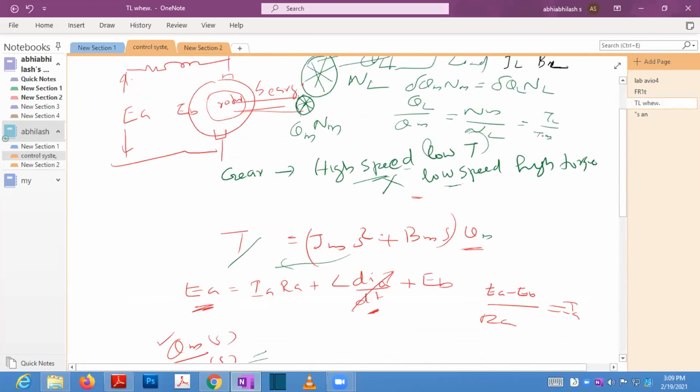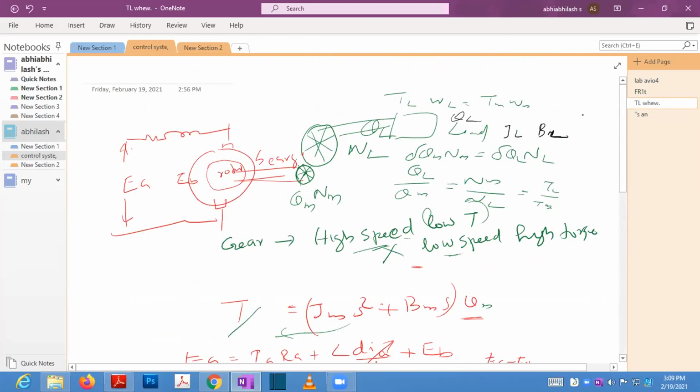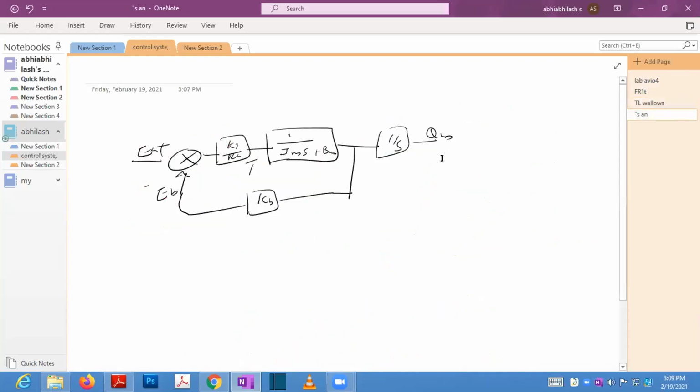Here it is connected to the load, and the load having this dynamics, and theta to theta L relation is Nm by Nl. So theta L is equal to theta M into Nm by Nl. This relation Nm by Nl is the gear ratio. So theta L you will get as theta M multiplied by Nm by Nl. I will take it as small n, and theta L I will get it.